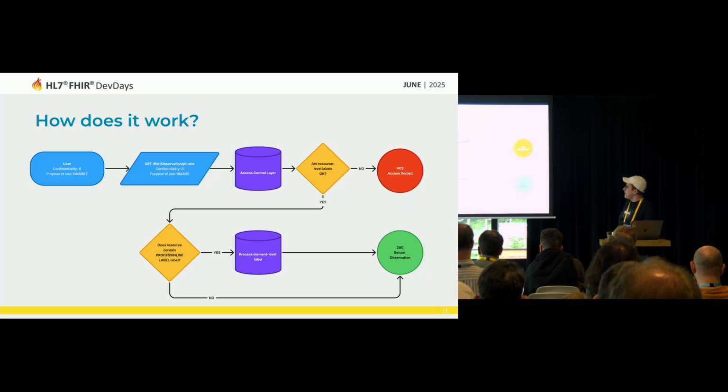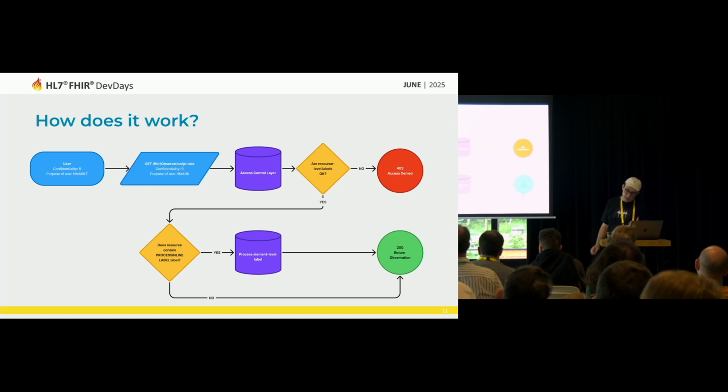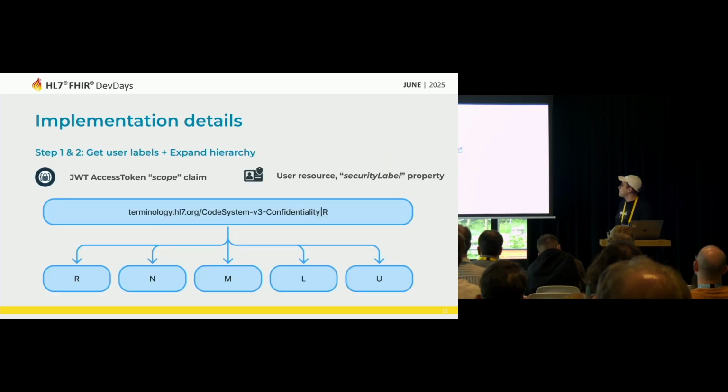And then we need to check, does the resource contain the process inline label? And if it does, we need to go through each field in the resource, and if the user has access to all the fields in the resource, we expose the resource as is. But if some of the fields are not accessible for the user, we need to replace them with the data absent reason extension.